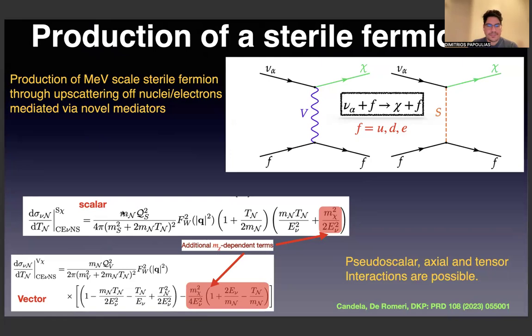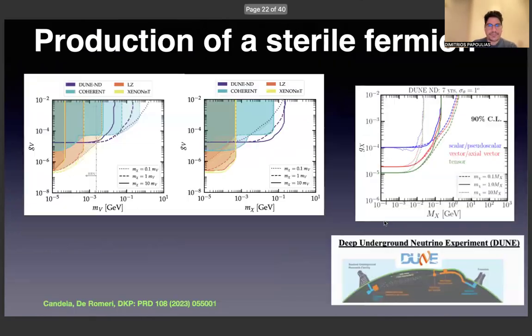The two cross sections for these two mediator cases are shown here, with these extra terms being the mass-dependent terms to account for the mass of the generated sterile fermion. In this work we have done all the possible cases, including also the pseudoscalar, axial or tensor interactions, but these are very suppressed. That's why I present only the scalar and vector ones. So we did the same for the case also of LUX-ZEPLIN data and XENONnT data. And also we did the same assuming the expected data from neutrino electron scattering at the DUNE detector. And I present an example here.